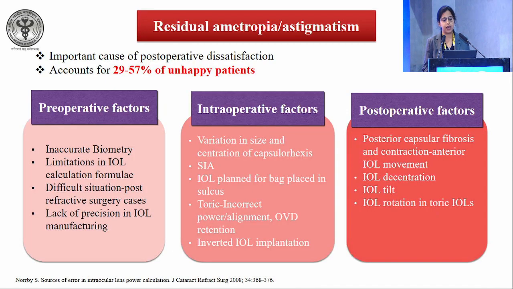Residual ametropia or astigmatism is an essential cause of post-op dissatisfaction and accounts for 29 to 57% of unhappy patients. It may be due to inaccurate biometry preoperatively. Intraoperatively, causes include the surgical technique, the centration of the capsulorhexis, the effective lens position, an IOL planned for the bag but placed in the sulcus, incorrect toric power or alignment, and inverted IOL implantation. Postoperatively, causes include IOL rotation in toric IOLs, posterior capsular fibrosis, contraction, IOL movement, decentration, and tilt.